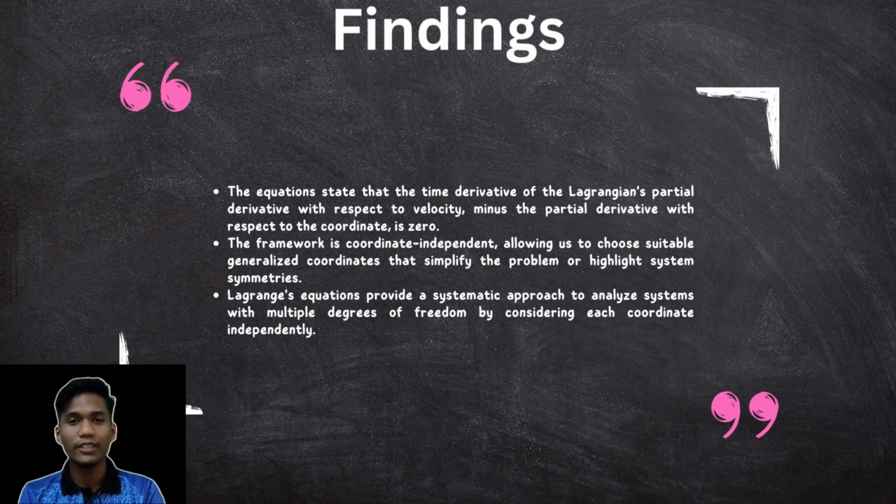Lagrange's equations allow us to determine the equations of motion for conservative systems and describe the evolution of generalized coordinates. The framework is coordinate independent, allowing us to choose suitable generalized coordinates that simplify the problem or highlight system symmetries. Lagrange's equations provide a systematic approach to analyze systems with multiple degrees of freedom by considering each coordinate independently.